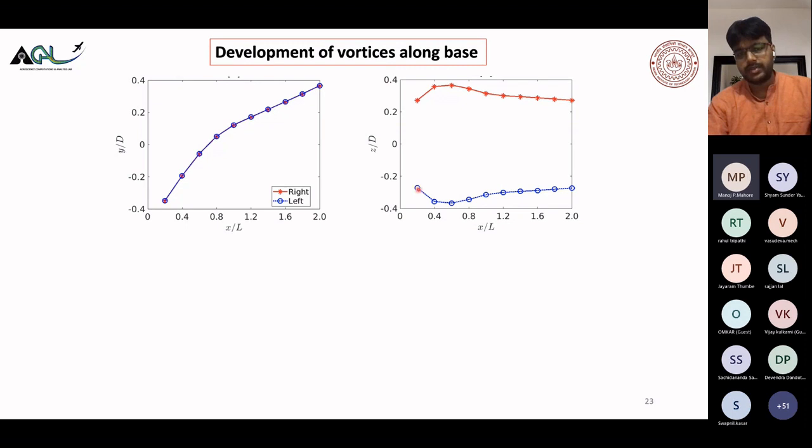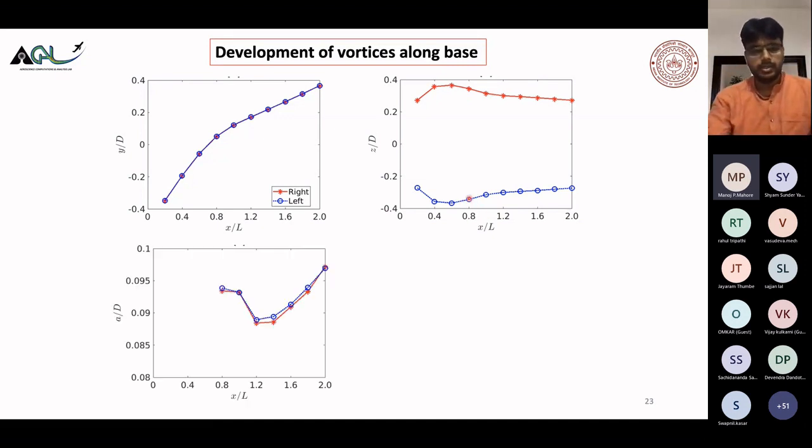It starts wherever the teardrop structure develops. Then it starts following the profile of the body, goes a little bit outward, and then it has to come inward, and then eventually they become parallel to each other as they leave the body. These are basically the vortex radius.